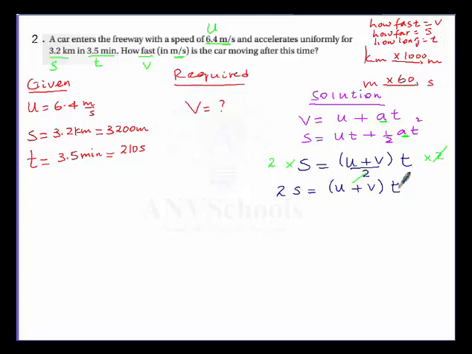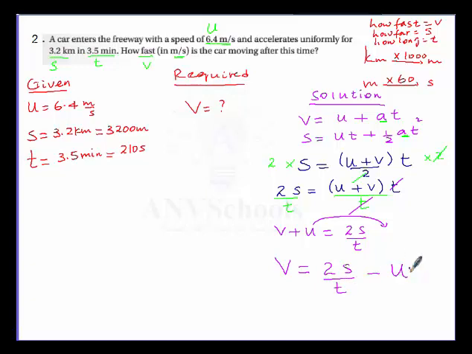Now let's divide both sides by t. I want to make V the subject of the formula. Then I will cancel this t by t. Then I will have V plus U is equal to 2 multiplied by S divided by t. Now I want to find V, then I will take this to the right. So V is now 2 multiplied by distance divided by t minus initial speed.